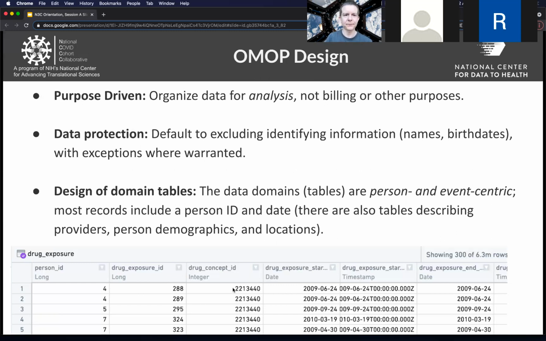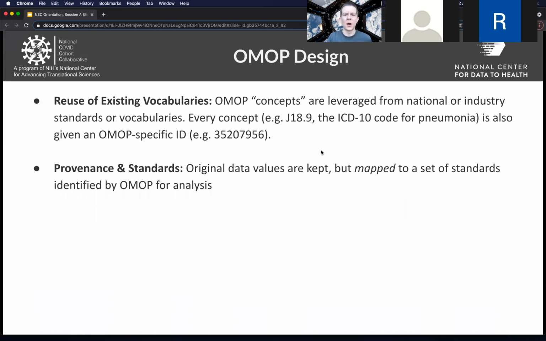To talk about that a little bit more, OMOP concepts are actually leveraged from national industry standards of vocabulary. So OMOP didn't decide that they needed to invent any new vocabulary terms. There are plenty of them out there, whether you're dealing with ICD-10 or SNOMED or ICD-9 and so forth. However, OMOP does give every vocabulary term from all of these different vocabularies its own OMOP specific identifier, and those are the concept IDs. So 35207956 is the concept ID for pneumonia, which is the match for J18.9 from ICD-10, for example.